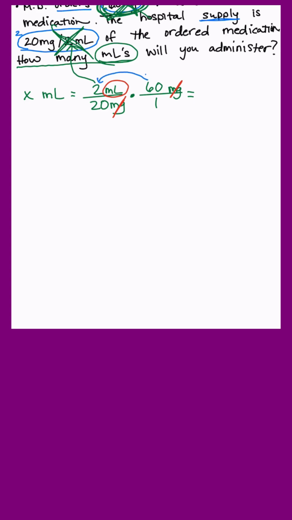Now, 2 times 60 equals 120. 20 times 1 equals 20. 120 divided by 20 equals 6. I only have mLs here, so there is my answer.